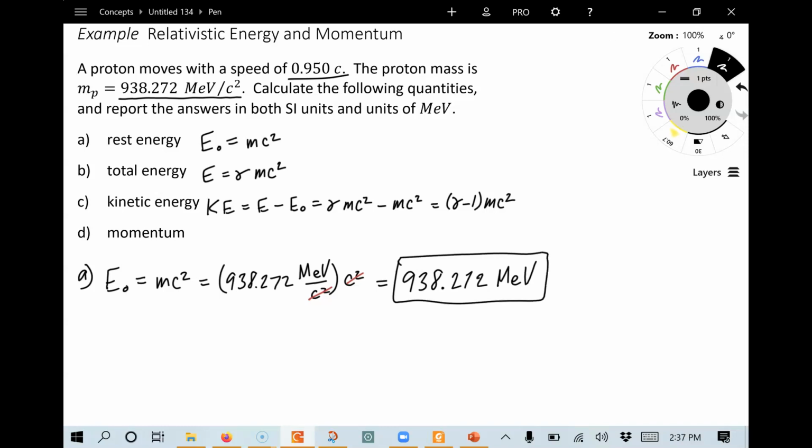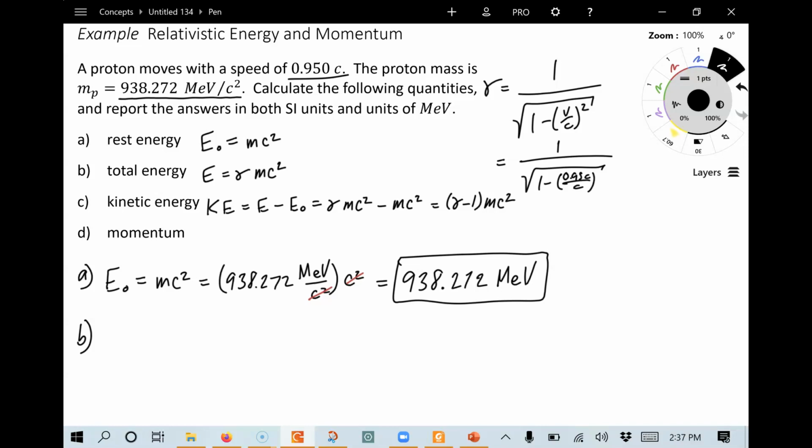Now to do the other ones is going to be pretty straightforward too, but we're going to need to calculate what the value of gamma is. So let's figure out what gamma is for this problem. Remember, gamma is equal to 1 divided by the square root of 1 minus (v over c) quantity squared. In this case, that's going to be 1 divided by the square root of 1 minus (0.95c divided by c) squared. The c's cancel, and when we put this into our calculator, we come up with a value of about 3.20. So there's our gamma.